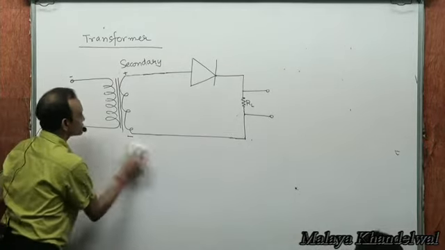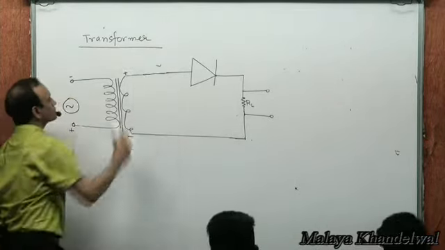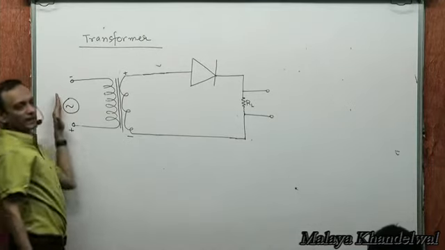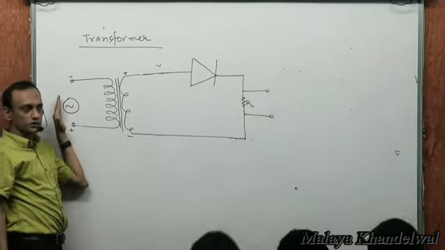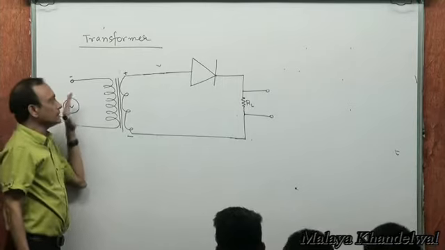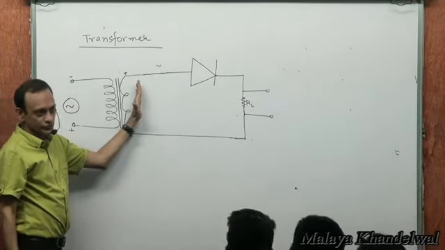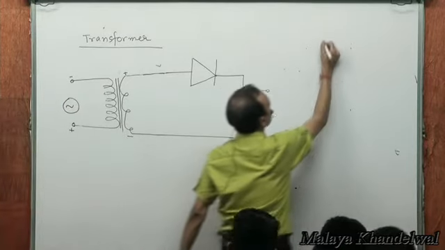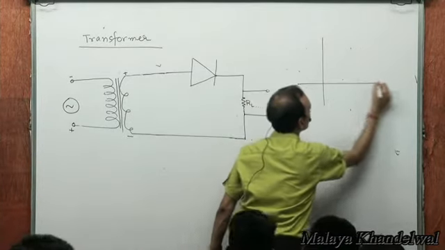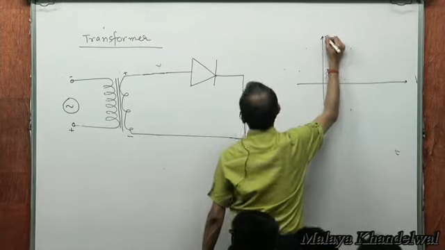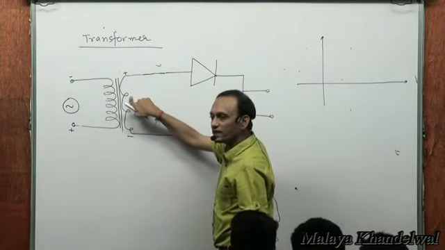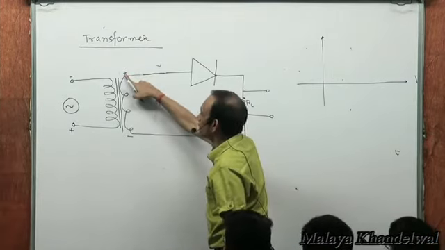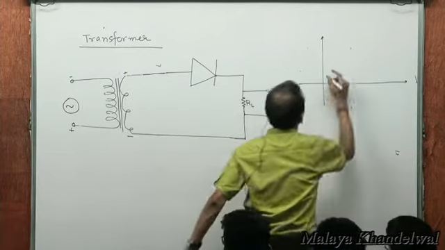Now notice, this is my applied voltage, right? And the output is received here. And in the applied voltage, here also you will see a similar variation. This will be higher potential, this will be lower potential in this part.